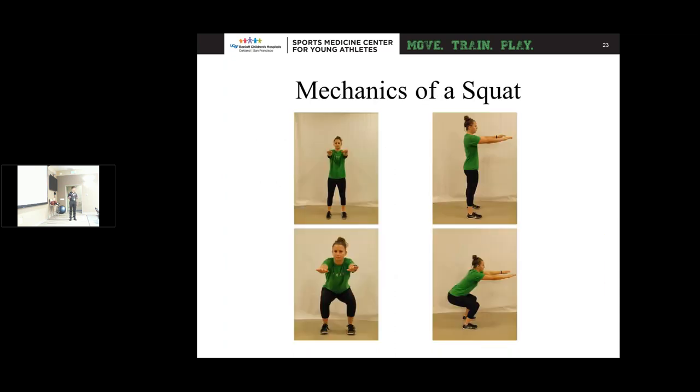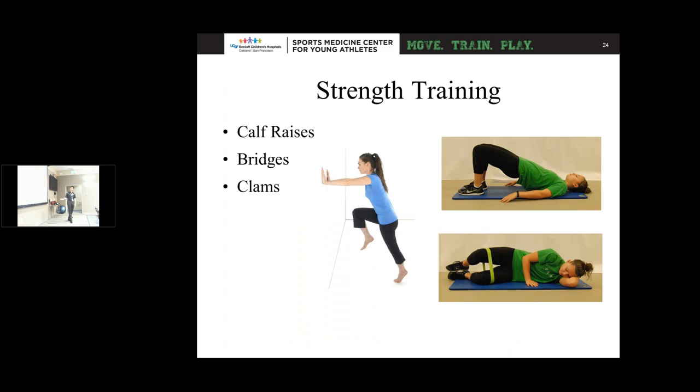And obviously if you have trouble with a squat, then we have to train that first before we even talk about jumping. So, you know, I wrote in the thing, practice jumping and landing. Well, part of jumping and landing is being able to do a squat. And there's lots of different exercises that you can do. Again, there's hundreds of exercises you can choose from.